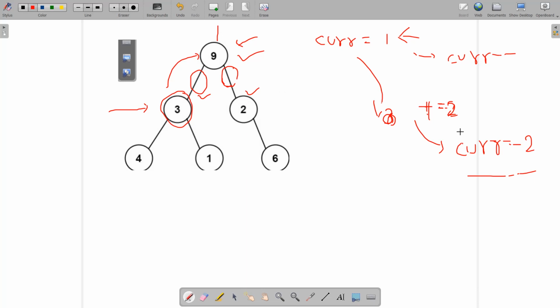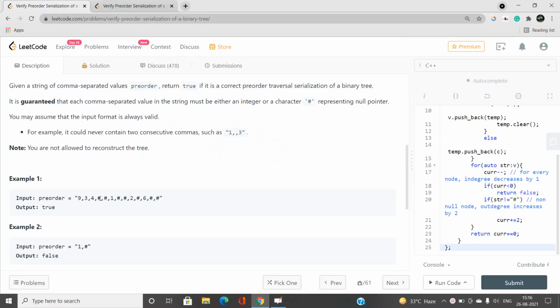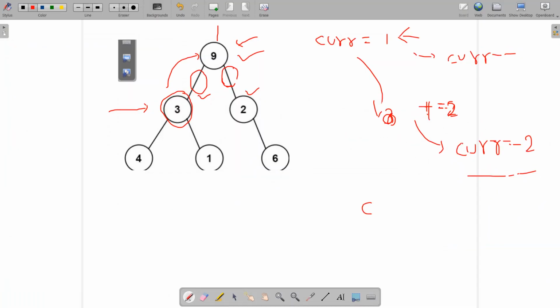Now when we encountered this 3 in the pre-order traversal, you can see we need to decrement it first, like current minus minus. Why are we decrementing this variable first? Because there is an edge from 3 to 9 and this edge was added, and when we go to the pre-order traversal and encounter this 3, the edge going from 3 to 9 is already being used. That is why we are going to decrement it by minus minus.